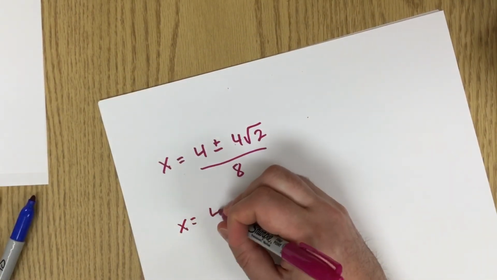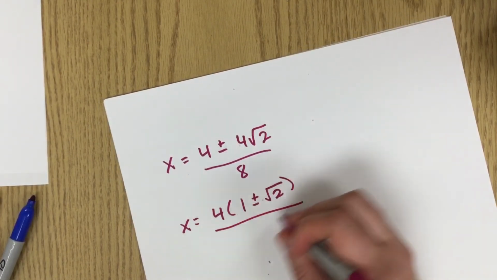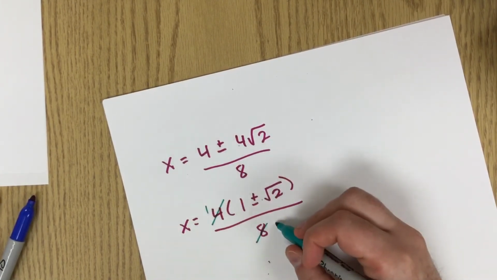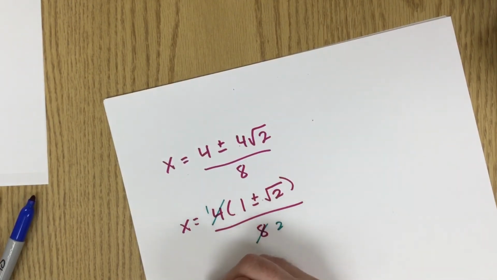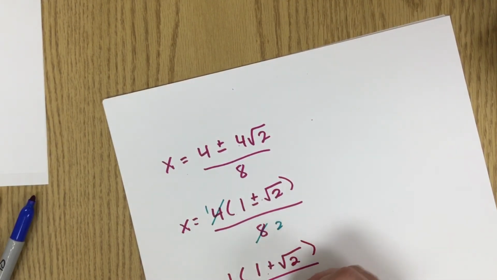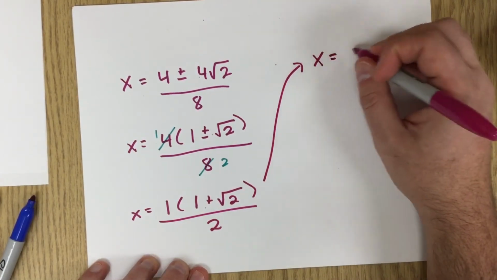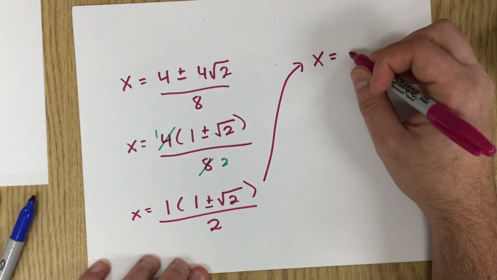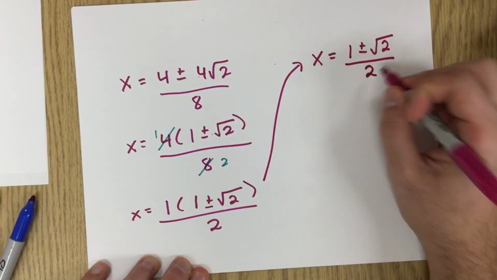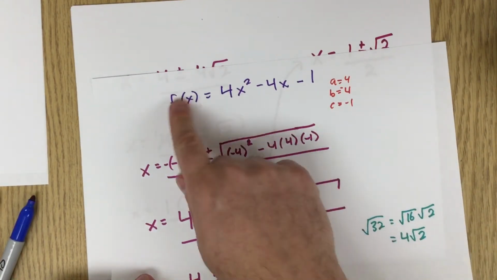And I'm going to common factor out a 4 from the top. That gives 4 times 1 plus or minus root 2 over 8. This simplifies. We can divide both by 4, into 1 and 2. And that's going to give us 1 plus or minus root 2 over 2. So x equals 1 plus or minus root 2 over 2. And that would be the x-intercepts of this equation, because we would get that by making it 0.